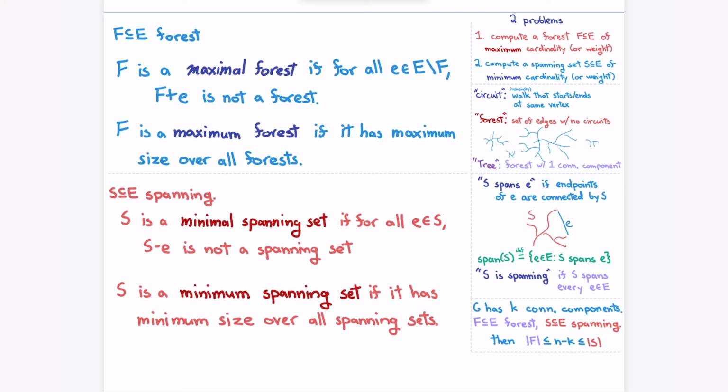Maximum always is maximal, but not necessarily vice versa. Similar for minimal and minimum. A minimal spanning set is a set of edges where I can't remove any more. And minimum is truly attaining the minimum number of edges over any spanning set. Minimum is always minimal, but minimal may not be minimum. Of course, we covered this last time.